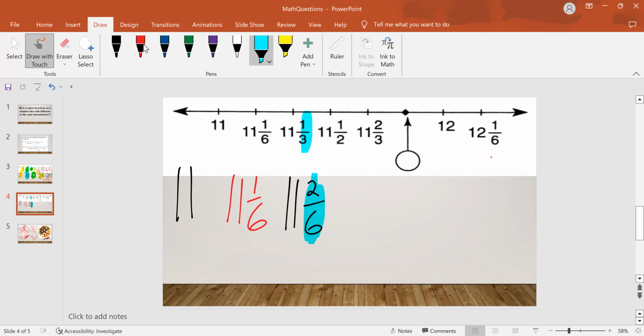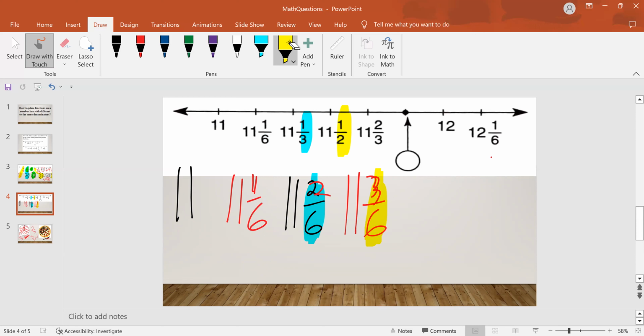So the next number will be what? Based on the pattern, it's going to be 11 and 3 over 6. Let's repeat. We have 1, we have 2, so it will be 3. So 3 out of 6. And again, if you reduce 3 over 6, you get 1 over 2.